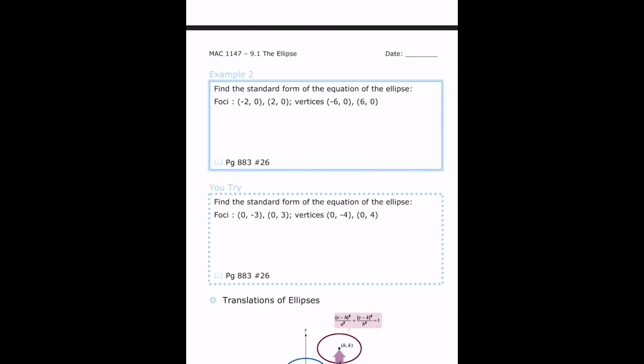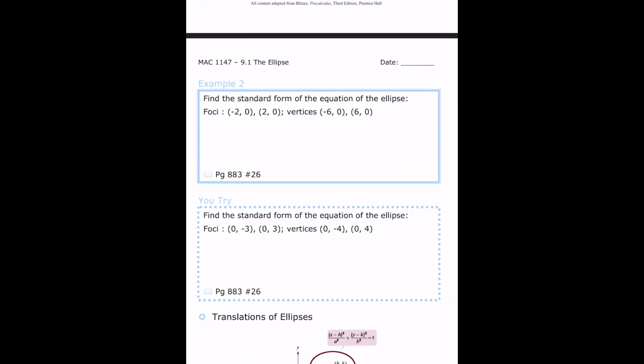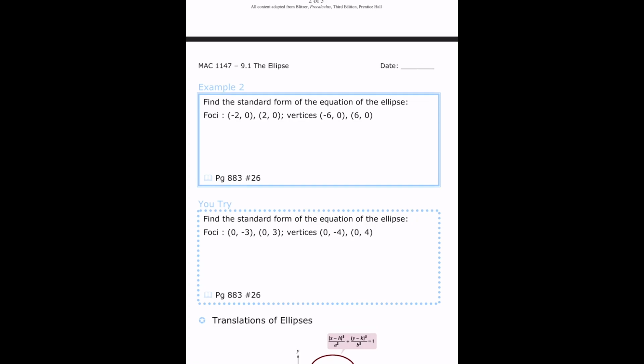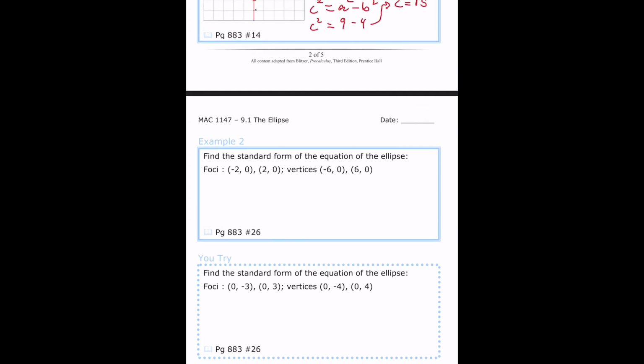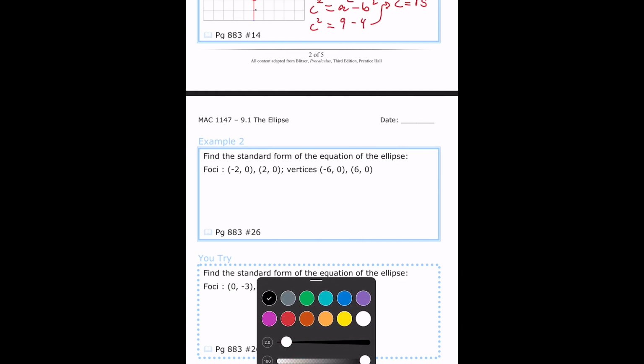In this example, we're being given foci and vertices. Let's do one of these. I'm not going to do the you try it example, or this video gets long and file sizes get large, but I think this one will get you started. These two problems are very similar to each other.